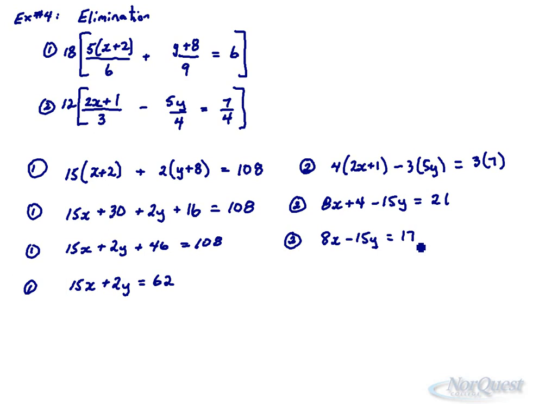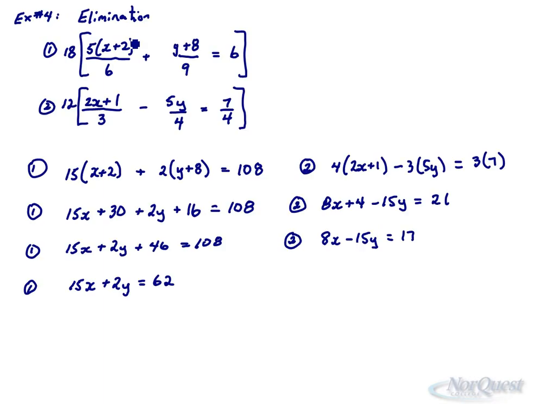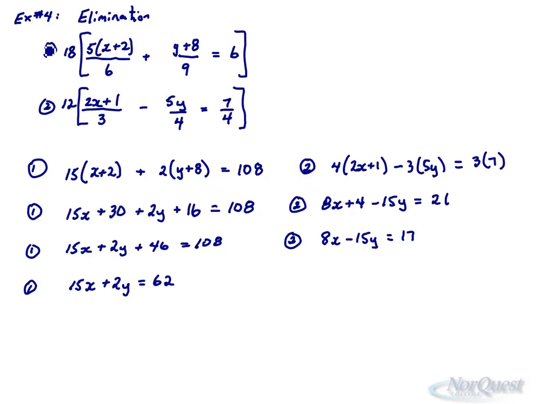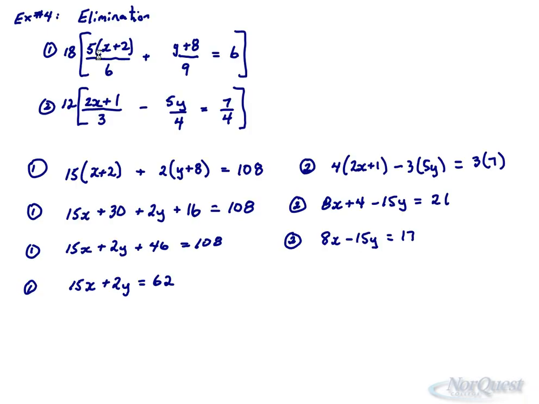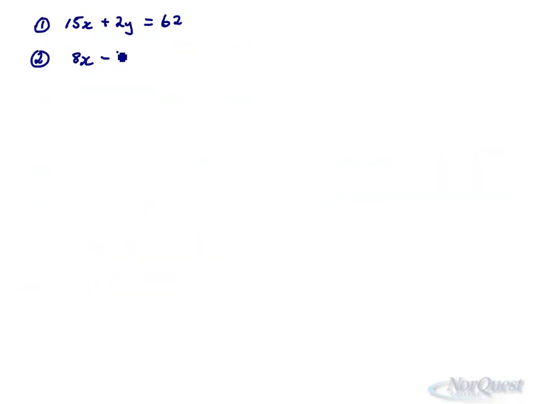So equation 1 becomes 15x plus 2y, forgot what it was equal to, 62. Equation 2 becomes 8x minus 15y equals 17.